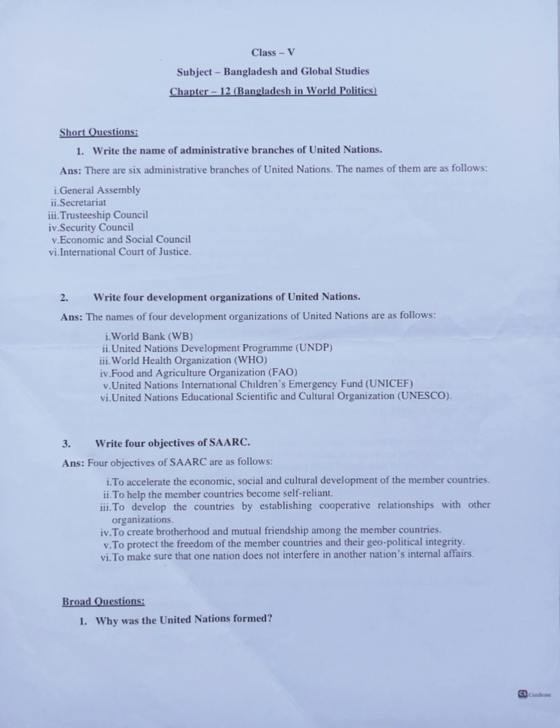2. Write 4 development organizations of United Nations. Answer. The names of 4 development organizations of United Nations are as follows. 1. World Bank (WB). 2. United Nations Development Programme (UNDP). 3. World Health Organization (WHO). 4. Food and Agriculture Organization (FAO).